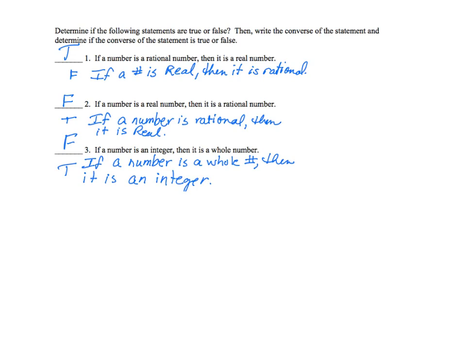Number 3, if a number is an integer, then it is a whole number. That's false, because 0 is an integer and it is not a whole number. -1 is an integer and it's not a whole number, so it's false. The converse of that is if a number is a whole number, then it is an integer. Now that is true. A number that's a whole number is an integer. All whole numbers are integers.